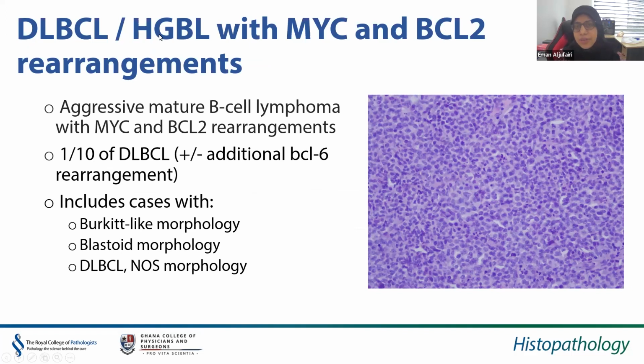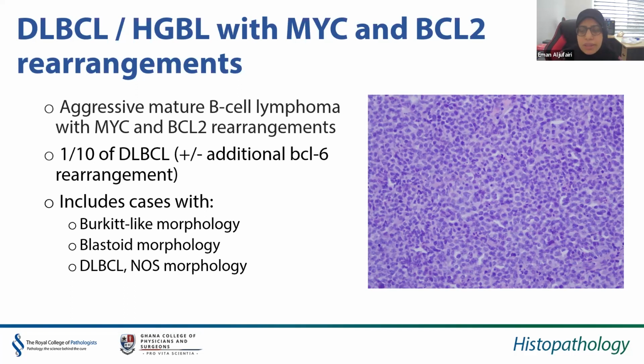So DLBCL/high-grade B-cell lymphoma with MYC and BCL2 rearrangement is an aggressive lymphoma, and it's defined molecularly because the morphology is very variable. It can be Burkitt-like morphology, that means you will have your monotonous, medium-sized, atypical lymphocyte sheeting with starry sky appearance. But on IHC, it will not behave like Burkitt. So you will maybe have more expression of BCL2, and a proliferation rate of less than 100%. And then if you do the gene rearrangement, you find the double hit MYC and BCL2. Some will have blastoid morphology, so they will have more similarity to acute lymphoblastic leukemia or lymphoma. And some might look just like a regular diffuse large B-cell lymphoma.